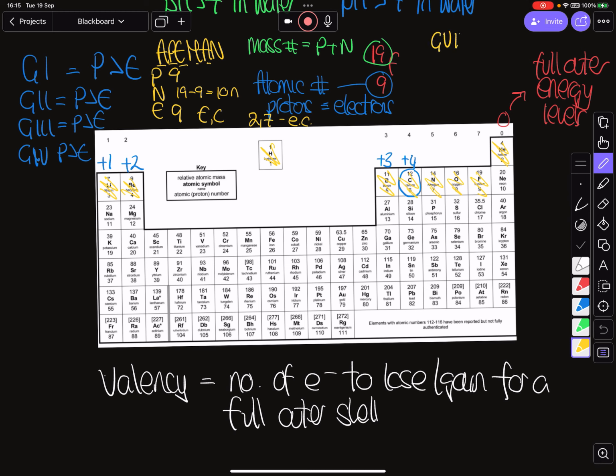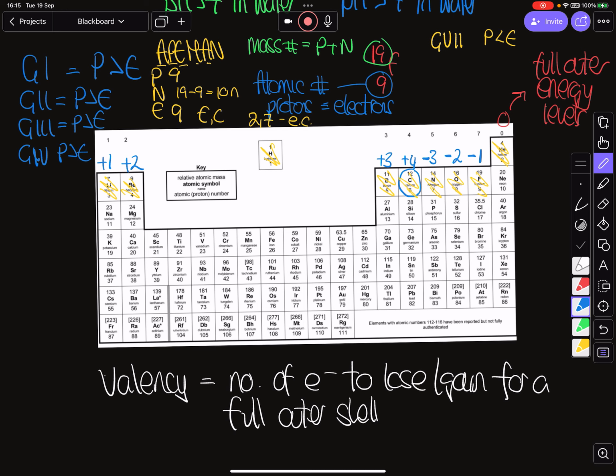So for group 7 then, now we're going to have our protons less than our electrons. So we will have negative numbers. So seeing as fluorine gains 1 electron, it's going to have a -1. Oxygen is going to be -2. It has to gain 2 for a full outer shell, and nitrogen in group 5 has to gain 3, so -3.